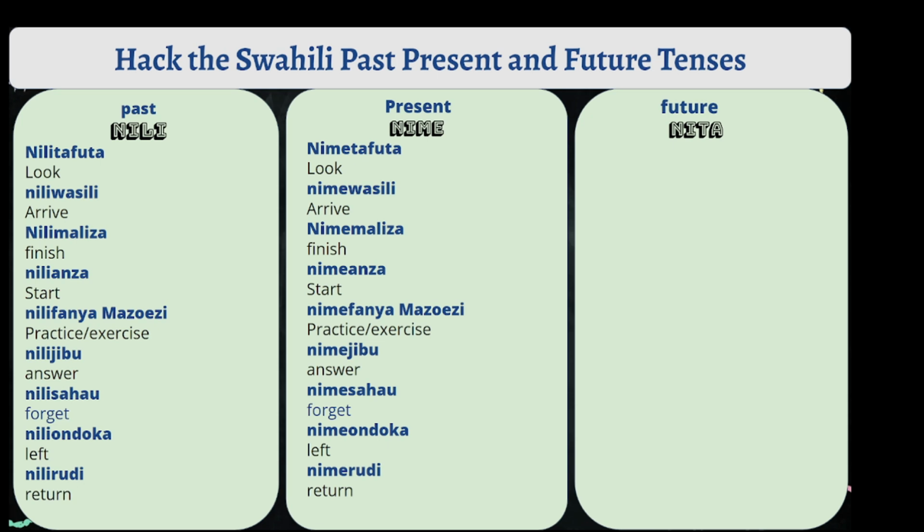If you're trying to express the future, you say nita. If you're trying to express the past, you use nili. So how would you say, for instance, I left? That's in the past. Niliondoka. Good job. How would you say, I just started? Present. Nimeanza.